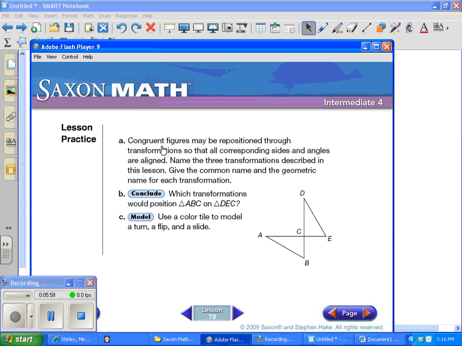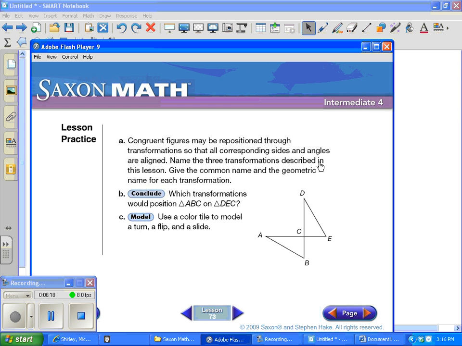Now let's do some more practice. Now, congruent, same size, same shape. Anytime you see that word, I automatically want you to think of the little cheer. Same size, same shape. Congruent figures may be repositioned through transformations so that all corresponding sides and angles are aligned.